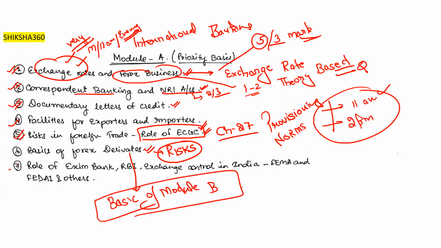And the last one is chapter number 7, that is the role of Exim Bank, RBI, Exchange Control in India, FEMA and FEDAI and others. Basically, we have to discuss all of this, like FEMA, the Foreign Exchange Management Act. From this, they will ask what the difference is, and some points regarding FEMA or FEDAI. So they will ask these types of questions.